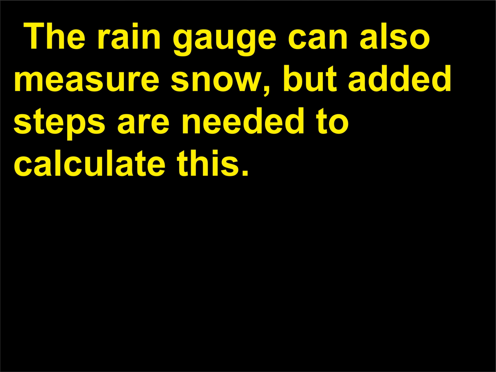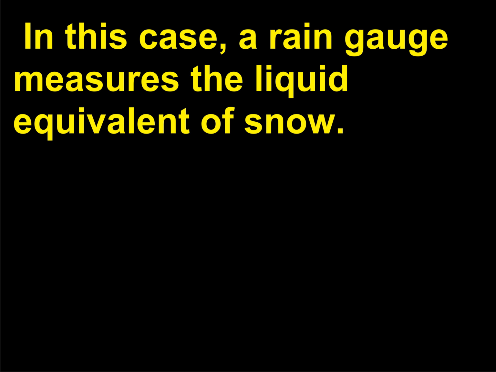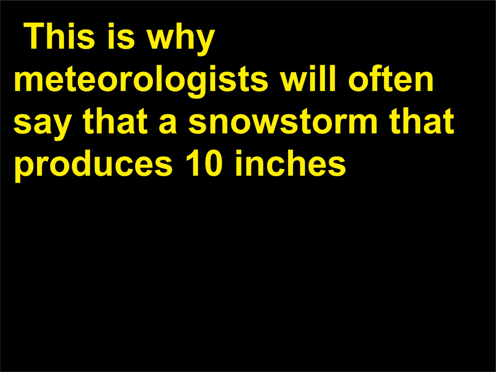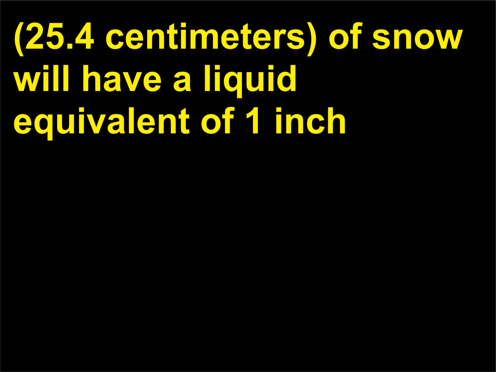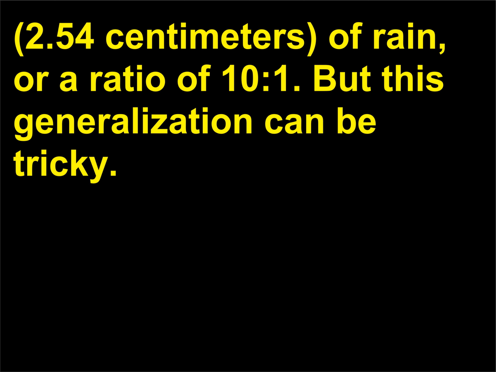The rain gauge can also measure snow, but added steps are needed to calculate this. In this case, a rain gauge measures the liquid equivalent of snow. This is why meteorologists will often say that a snowstorm that produces 10 inches (25.4 centimeters) of snow will have a liquid equivalent of 1 inch (2.54 centimeters) of rain, or a ratio of 10:1. But this generalization can be tricky.